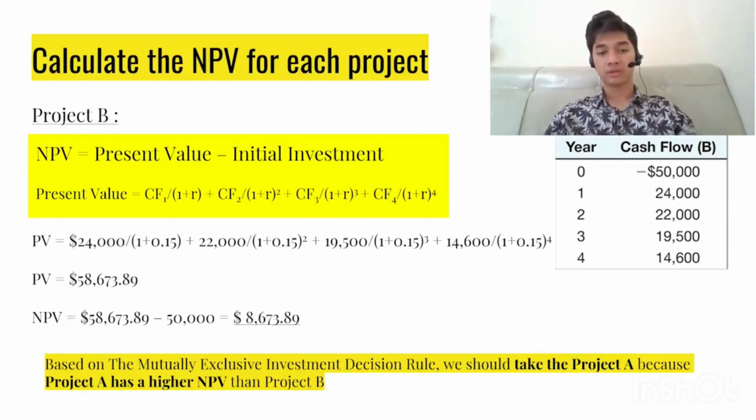So based on the mutually exclusive investment decision rule, we should take project A because project A has a higher NPV than project B.